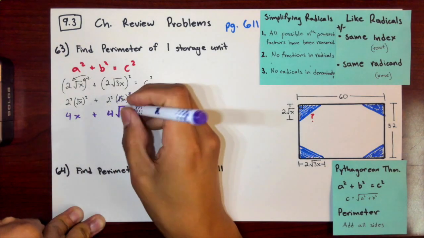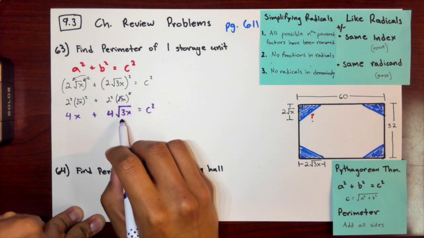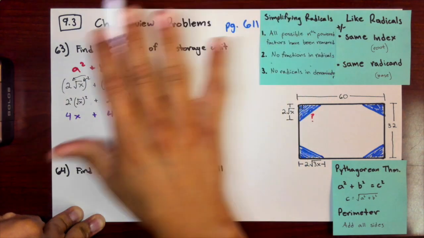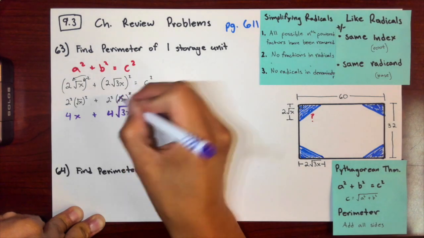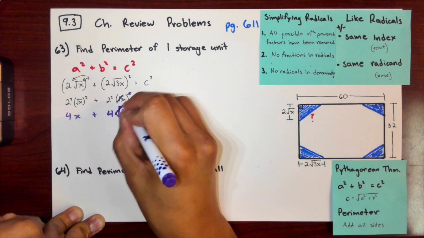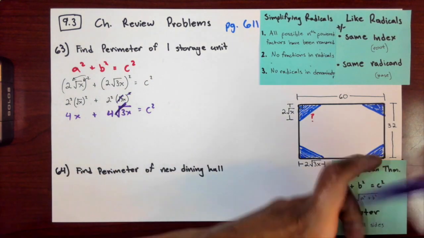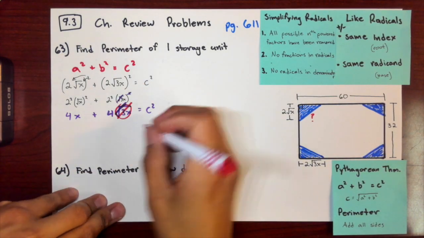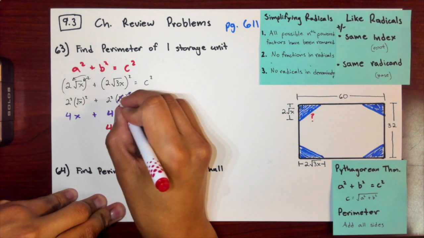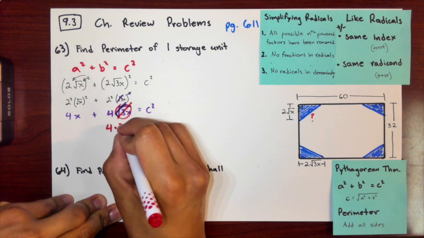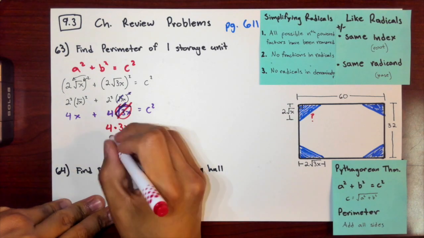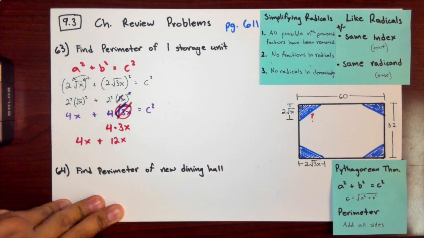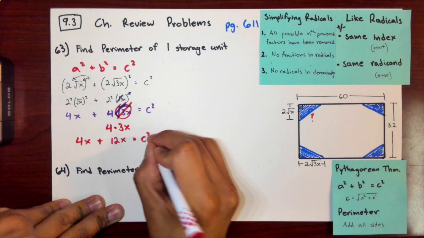Now, I made a mistake here, and I wrote by accident that this is the square root of 3x, okay? That's a mistake. When we canceled out this 3x, we canceled out this square root, okay? So let's go ahead and fix that. This is not what we get. We actually get 4, and then this 3x is by itself, 4 times 3x, all right? So that gives us 12x actually. Okay, so 4x plus 12x, sorry about that, is going to give us c squared.